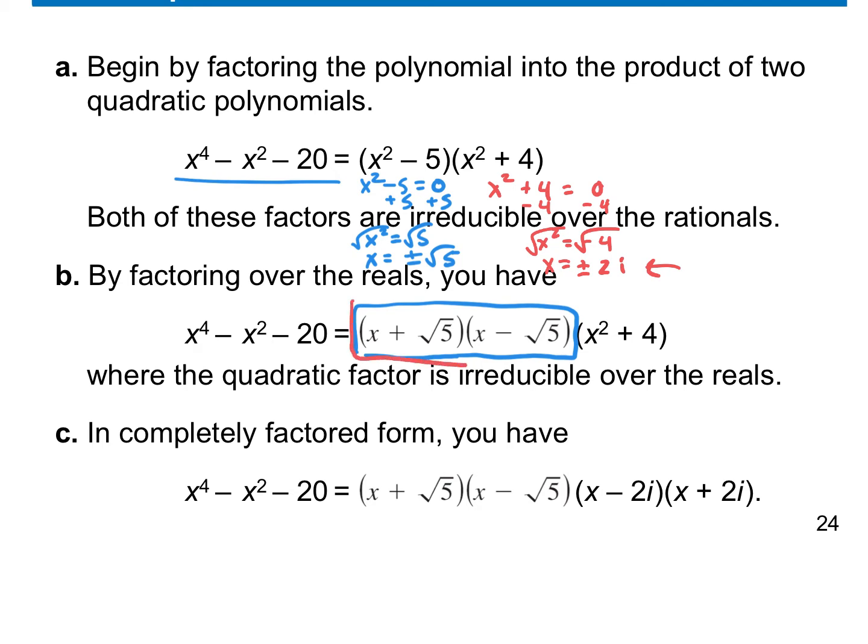So our factored form here, without putting that i in it and leaving it as x squared plus 4, is called irreducible over the reals. So that's when we don't have imaginary numbers in our answer. We can't reduce it anymore and still have real numbers.